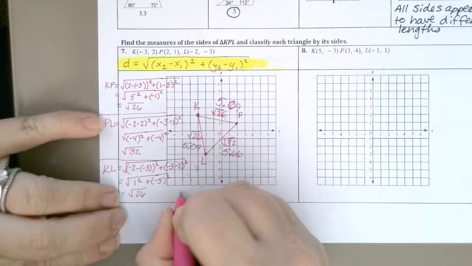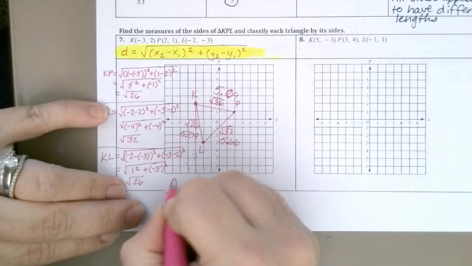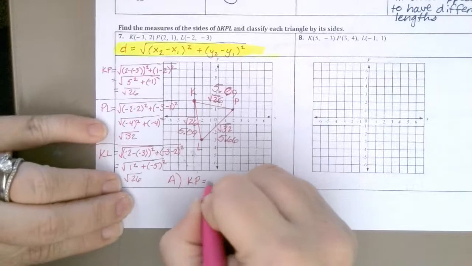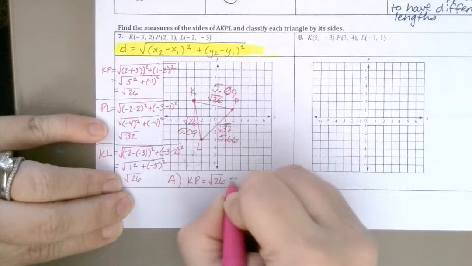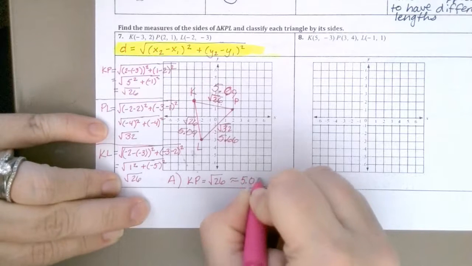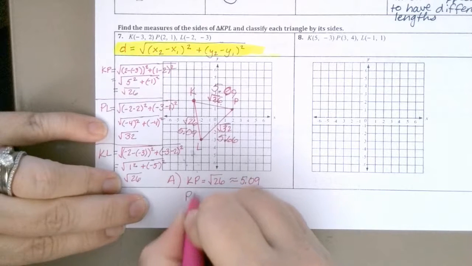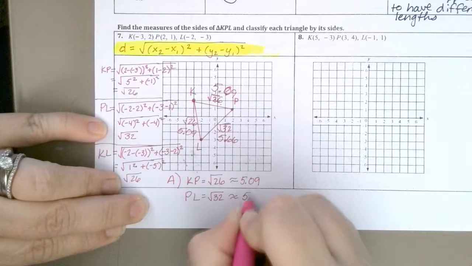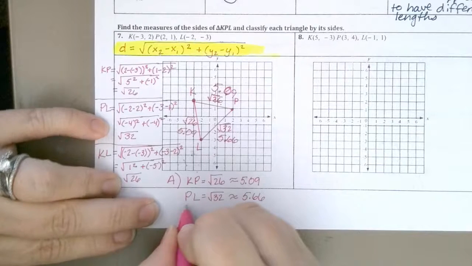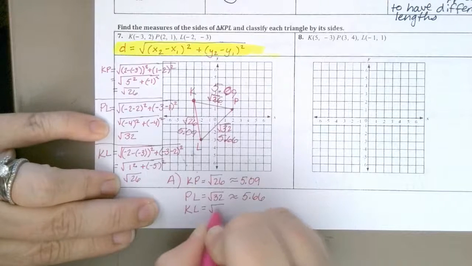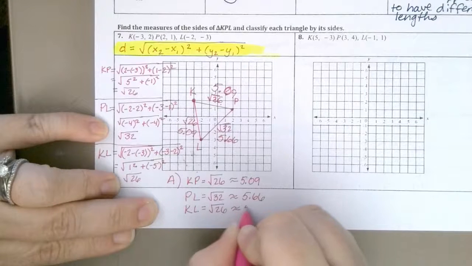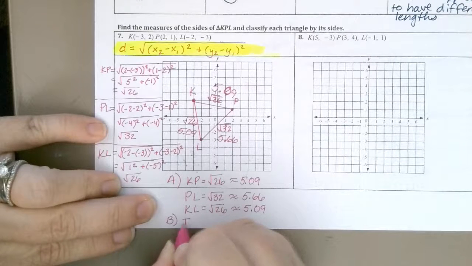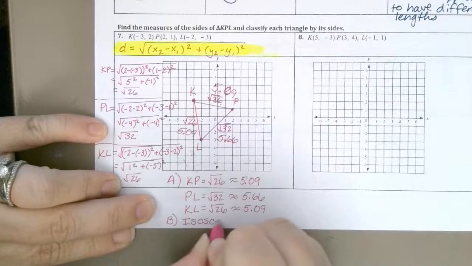So, I'm going to say right here, for part A, it says find the measures of the sides. So side KP is radical 26, which is approximately 5.09. PL is radical 32, which is approximately 5.66. And then finally KL is radical 26, which is approximately 5.09. And for part B, classifying, I have an isosceles triangle.